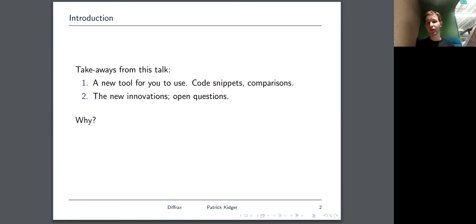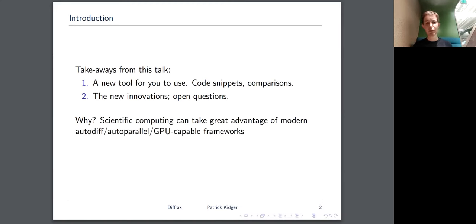So, okay, first of all, the first question you might ask is why? Why am I sitting here telling you about a new tool, given that obviously we have differential equation solvers and have had many implementations for a long time? And basically what it comes down to is these modern machine learning frameworks that have been appearing. The ones I emphasize here are PyTorch and Julia and JAX.